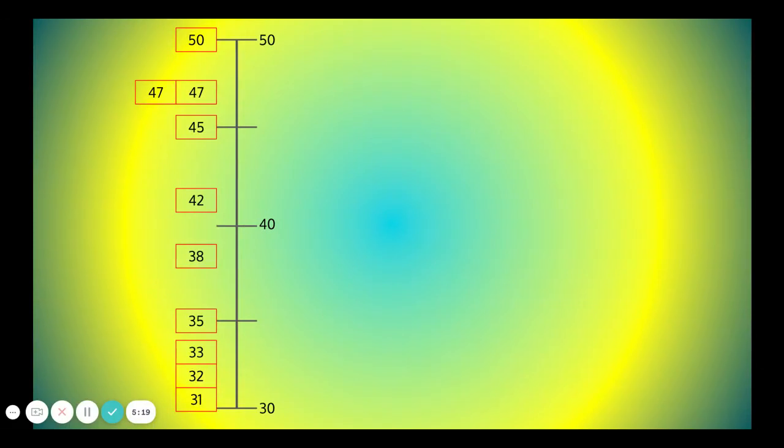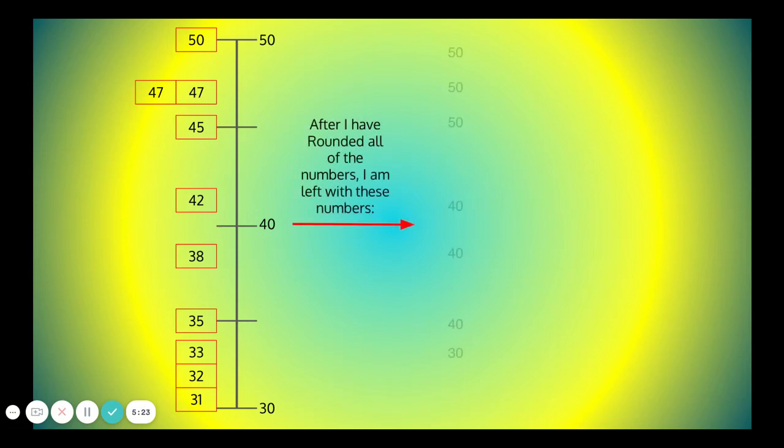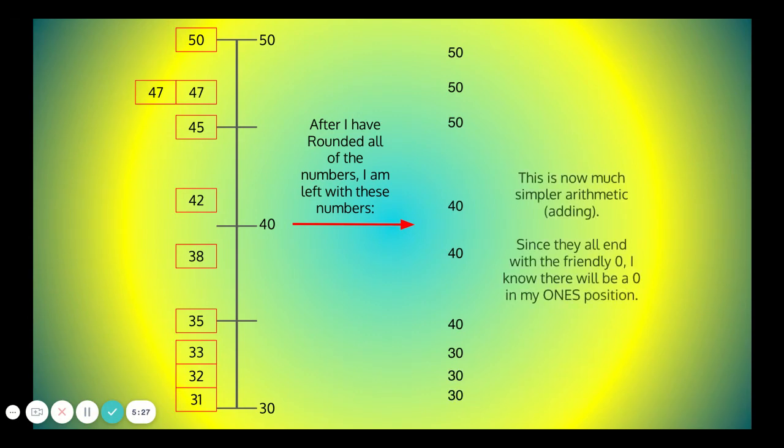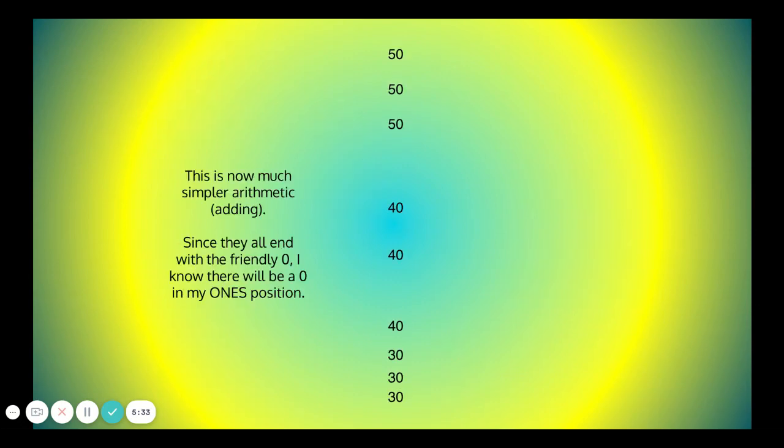So here's our vertical number line with just the throws, and I've rounded them all, and here are my rounded numbers. Now, it will be much easier to add these together because they all end in 0. So how am I going to add them together? Well, I can do that in 2 ways.